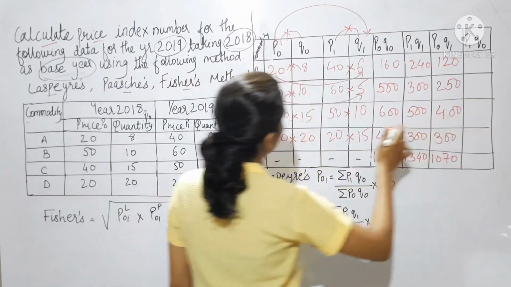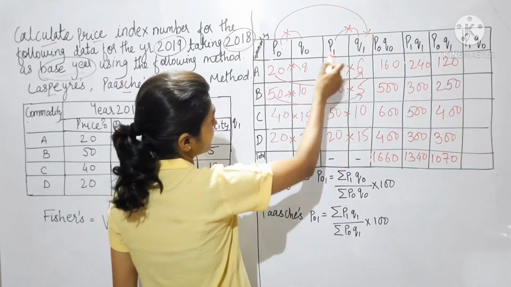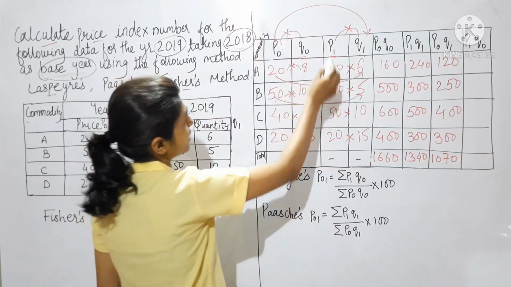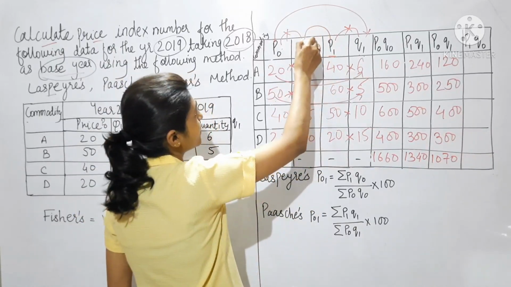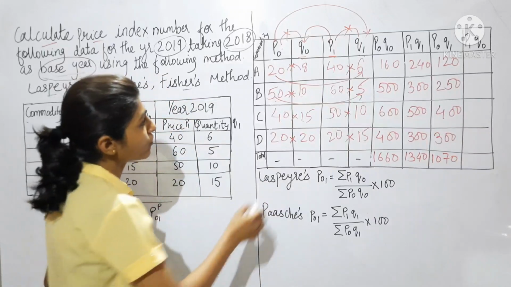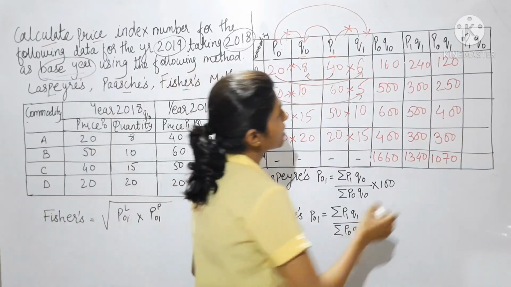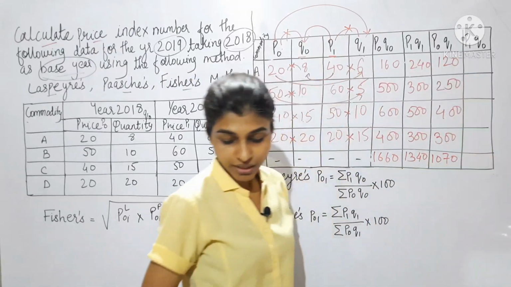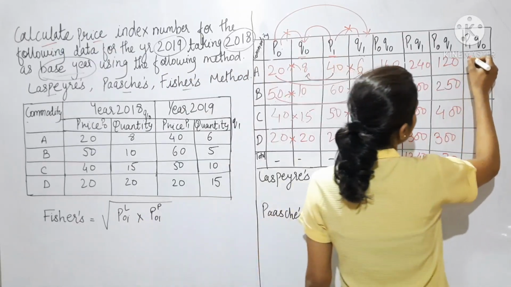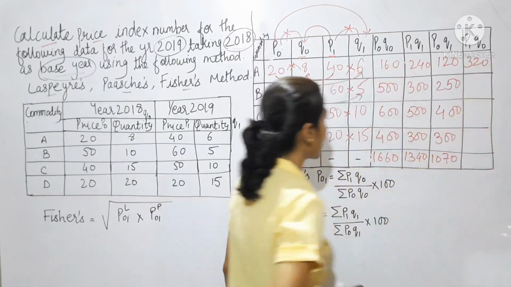Okay, now next, the last column is what? P1 Q0. Where is P1? Here. Where is Q0? This side. So multiply P1 by Q0. So 40 multiply by 8, you get the answer 320. Okay, 320. Write it down there.